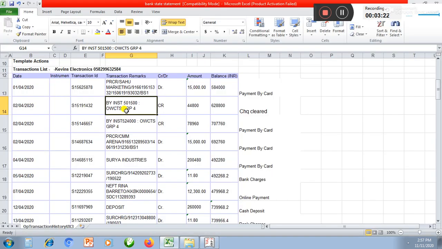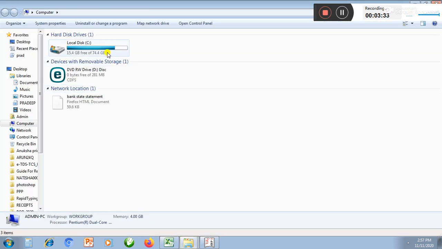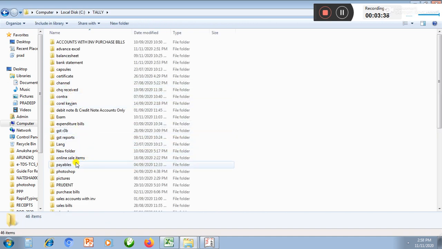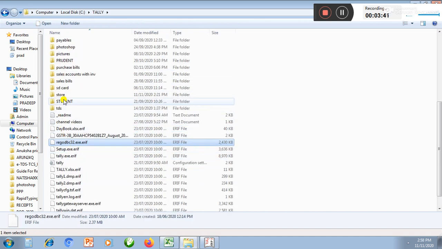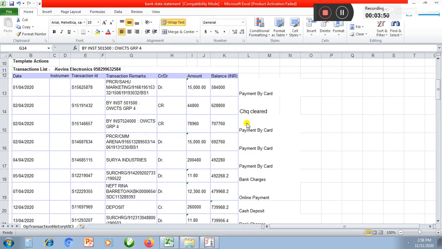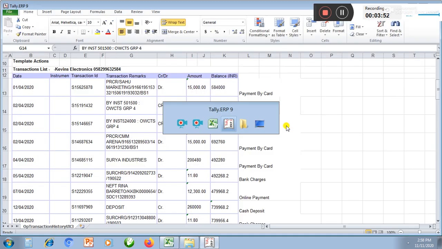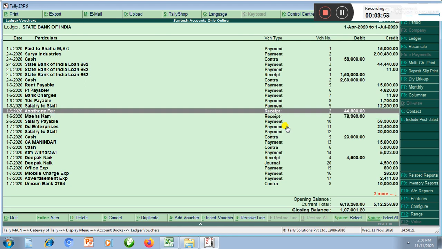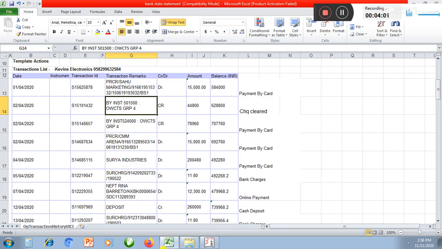We can find out whose check it is from the check number. I have already given you a lot of checks earlier. I must have given you those checks last time. You just check the check number there. This check number will be there. So we have received the check from Anthony Fernandez, 44,800. Debit will be State Bank of India. I'm not passing this entry because it is already there. You have to do that entry only if the entry is not there.